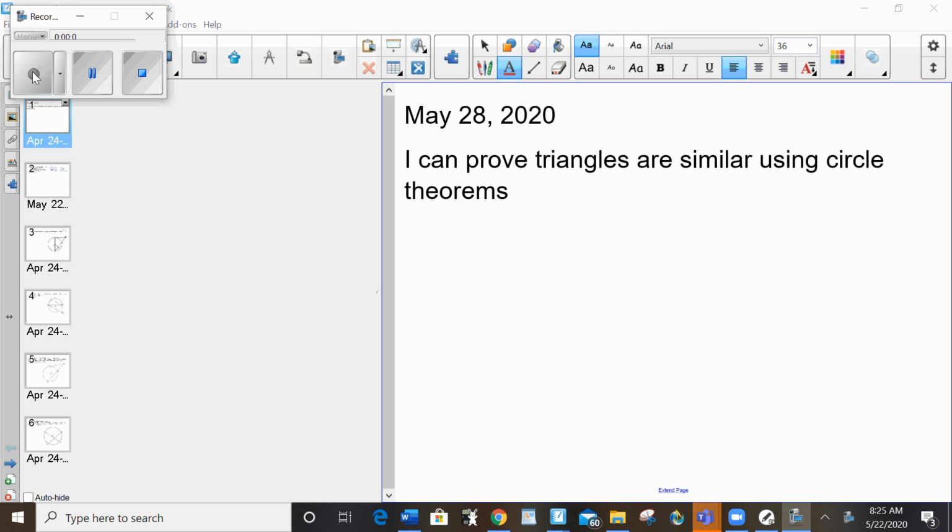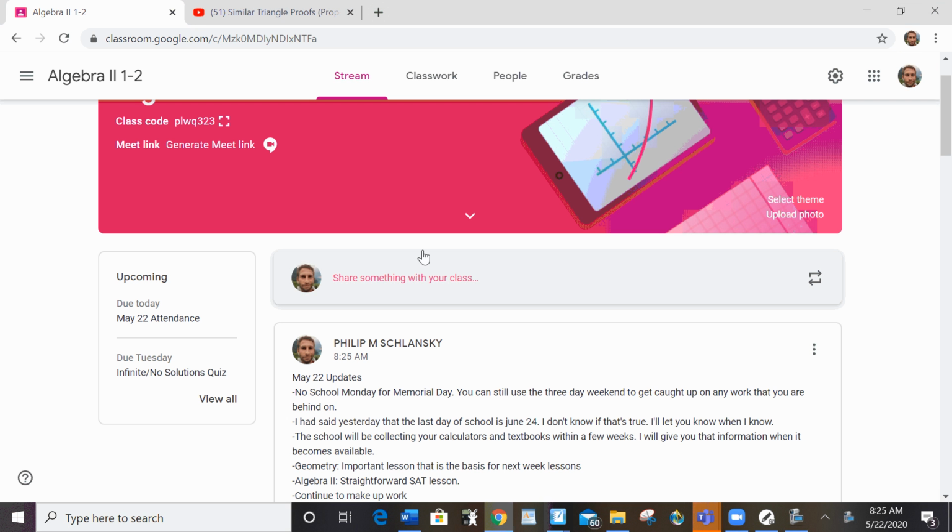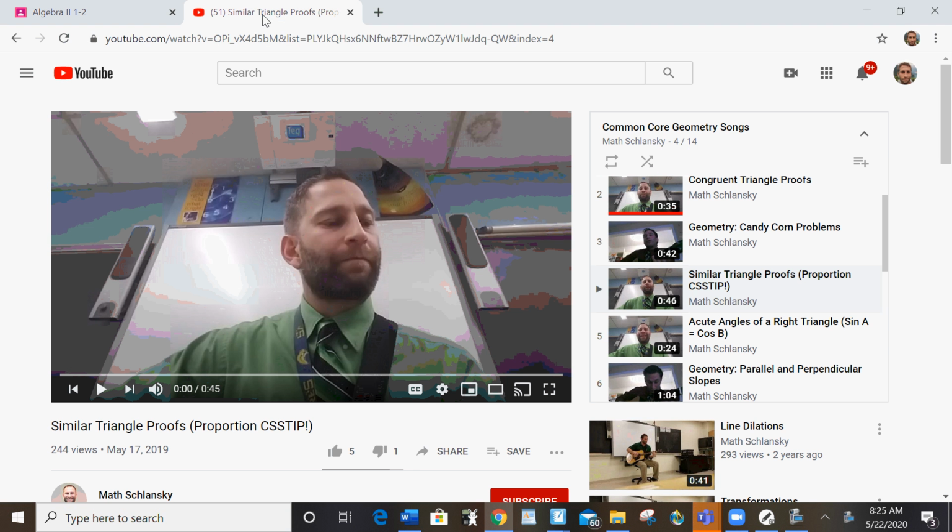Good morning. It is Thursday, May 28th, and today I can prove triangles are similar using circle theorems. Last lesson we did proving triangles congruent. This one we're doing triangles similar. We have a different song, even though the other song is kind of incorporated into this, but we have a different song for similar triangle proofs. So, let's hear it.